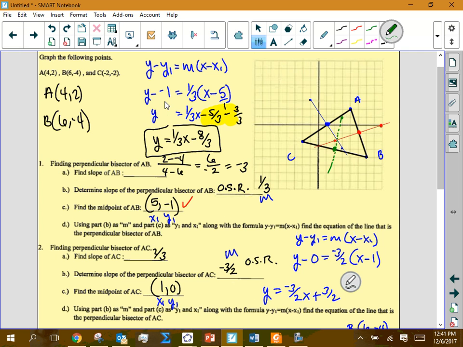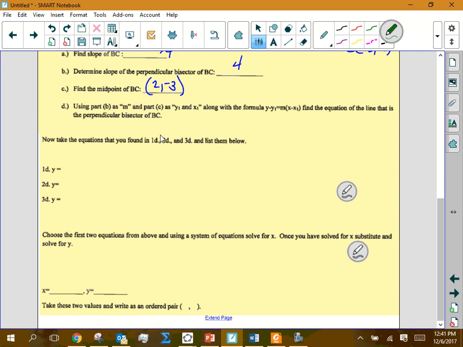So the rest of the algebra said that you have 3 equations. You have y equals 1/3 x minus 8/3. We had one that said negative 3/2 x plus 3/2. And then we had another one that was 4x minus 11. Okay, those are our 3 equations, right? So that's all the work we went through.